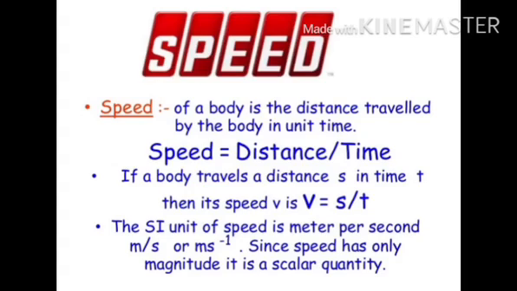Now I start with speed. Speed of a body is the distance traveled by a body in unit time, and we know that the formula for speed is equal to distance upon time. If a body travels a distance s in time t, then its speed v is equal to s upon t. The SI unit of speed is meter per second, and speed is a scalar quantity as it has only magnitude. Direction is not involved in speed. So the speed is never zero or negative.